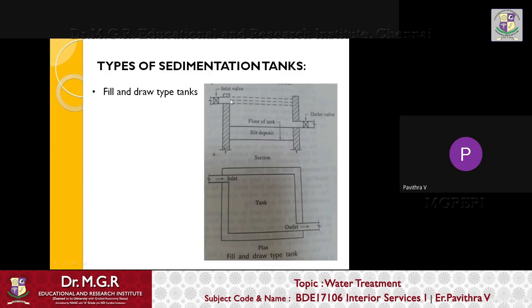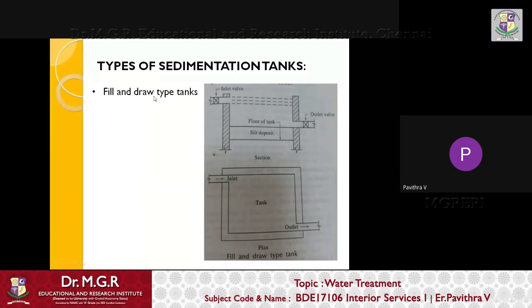The water that comes in will stay inside this tank for about 24 hours. When the water is at a lower velocity, in a rest position for about 24 hours, the pure water will settle at the top and be collected at the outlet valve, and the silt deposit, that is all the particles settled at the bottom, will be separated and collected separately.